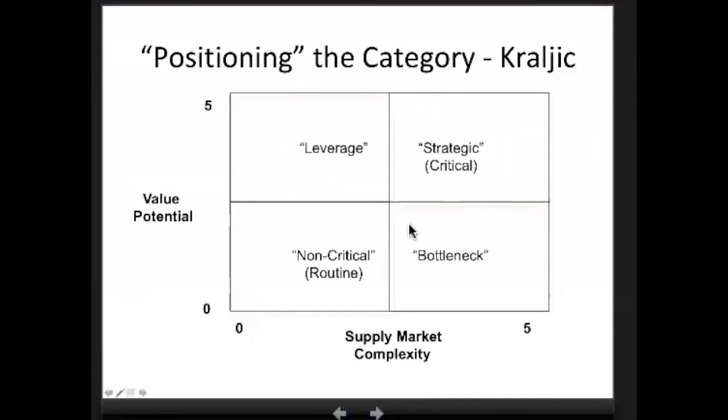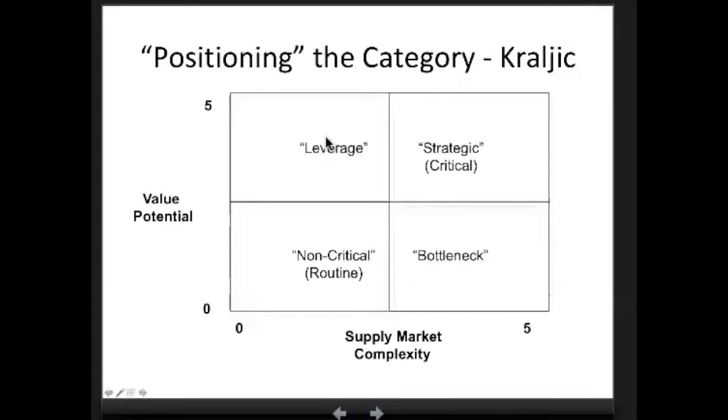You could have a situation where the value potential is not very large. In other words, you don't have too much of dollars spent on certain items, but the supply market complexity is pretty high. In other words, you don't have too many suppliers to work with. These would be examples of bottleneck items. These are the items where you will have a sourcing strategy which revolves around finding substitutes, developing other suppliers if possible, who could potentially be your backup suppliers if needed. So that's a strategy which would be necessary for items that fall here.